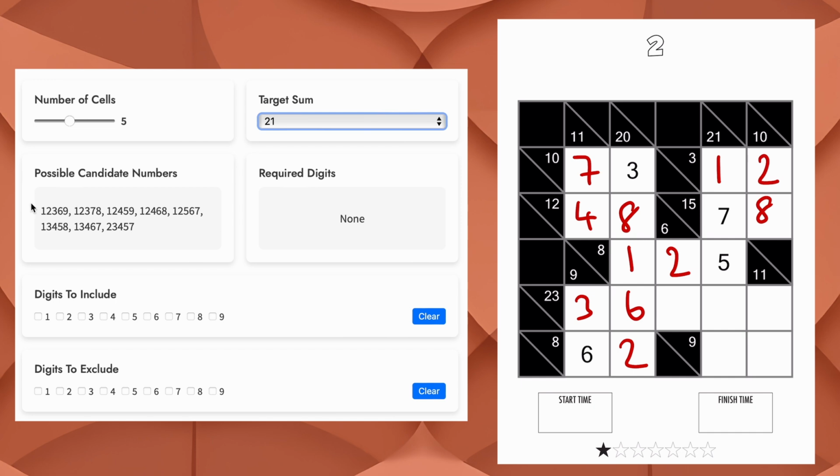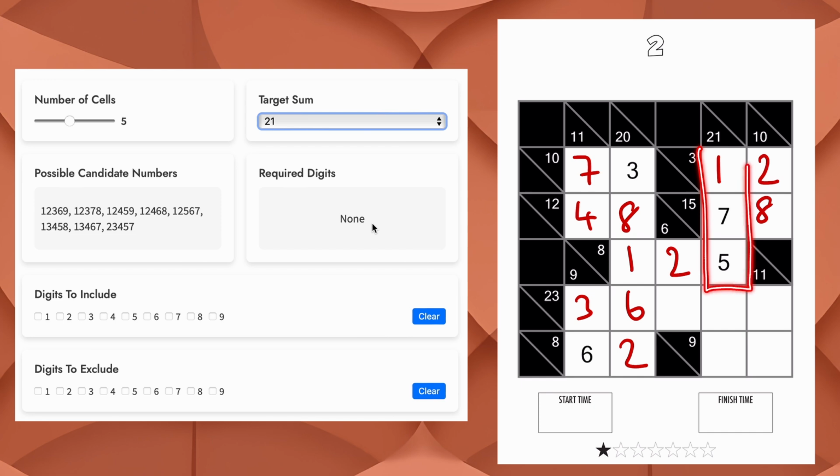This is telling us, first of all, the different combinations of numbers that we can use to fill in that sum, given the number of cells we have. And it tells us if there are any required digits, because it is possible there may be a digit that appears in every possible combination, and that can be very useful information to note, particularly in harder puzzles. In this case, there aren't any, but we do have some extra information we can put into the calculator.